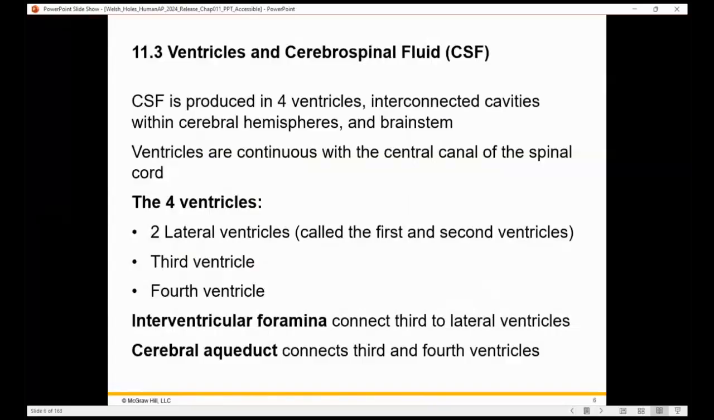Cerebrospinal fluid is produced in 4 ventricles. These are interconnected cavities in the cerebral hemispheres and the brainstem. And the ventricles are continuous with the central canal of the spinal cord. The 4 ventricles include the 2 lateral ventricles, which are called the first and second ventricles, then the third ventricle, and then the fourth. The interventricular foramina connect the third to the lateral ventricles, and the cerebral aqueduct connects the third and fourth ventricles.